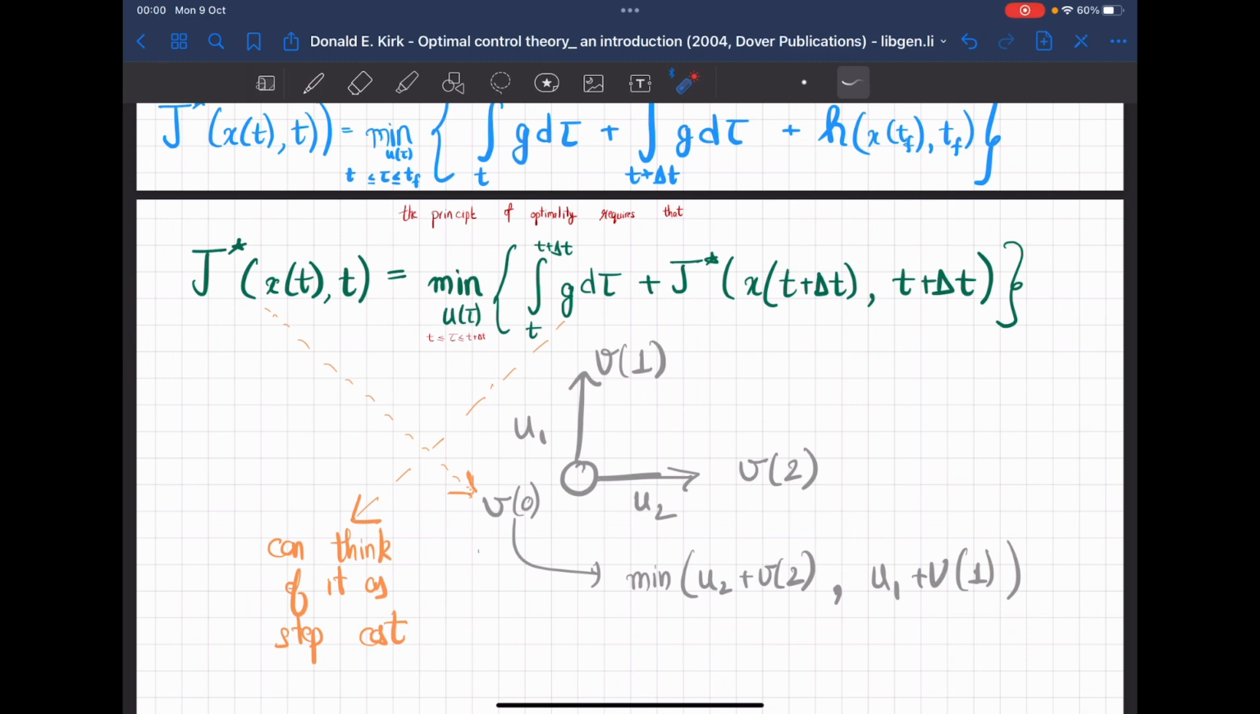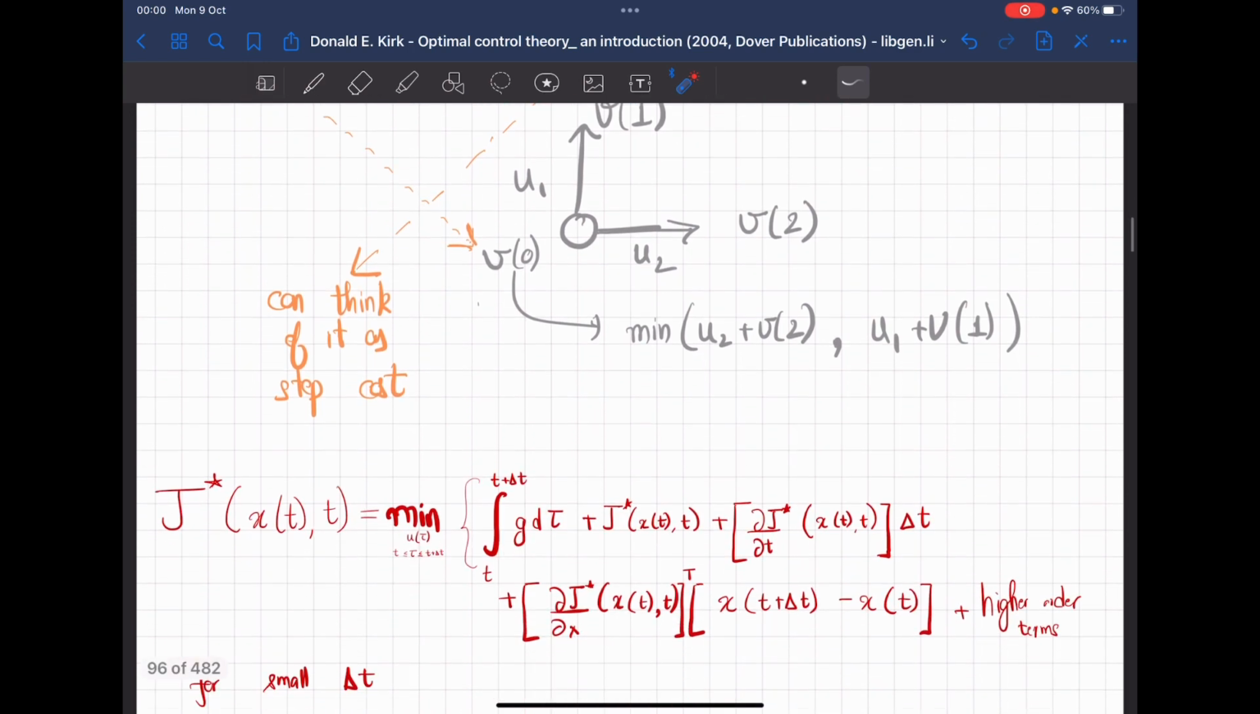So in a similar way, this J star is defined as, you have some immediate cost, which is given by g d tau, and then you can add the value function from there on. And then minimizing over all of them would give you the J star. So this J star is nothing but the analogy of the value function.